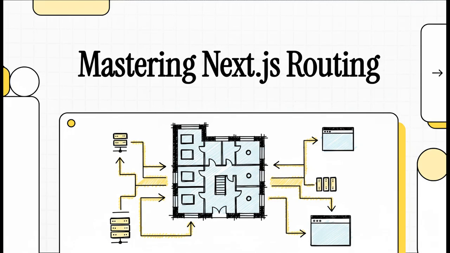Have you ever wondered how a really complex website gets planned out? Well, think about an architect's blueprint for a massive building. It's this clear, elegant plan for every single room and hallway. That's pretty much what routing does for a website. And today, we are going to master the blueprint that Next.js gives us.